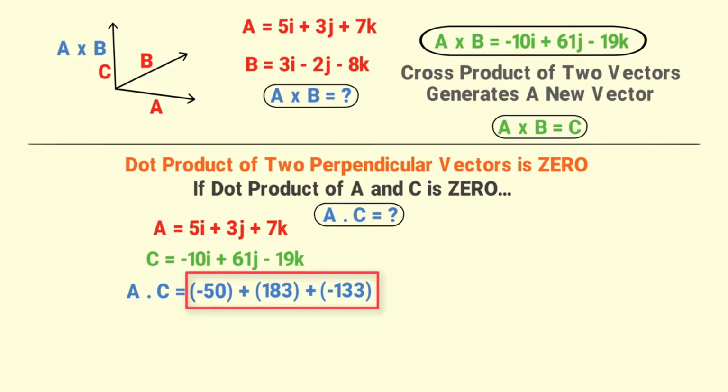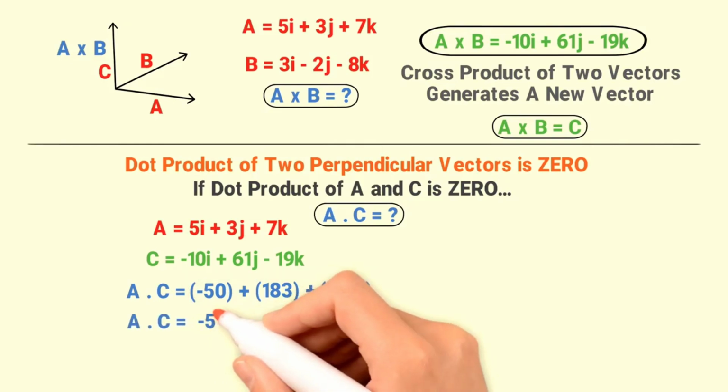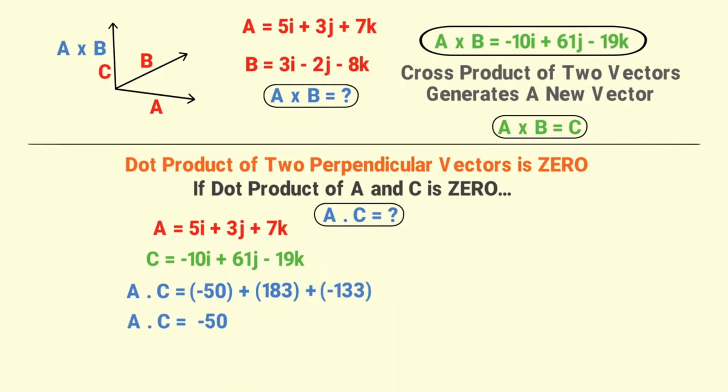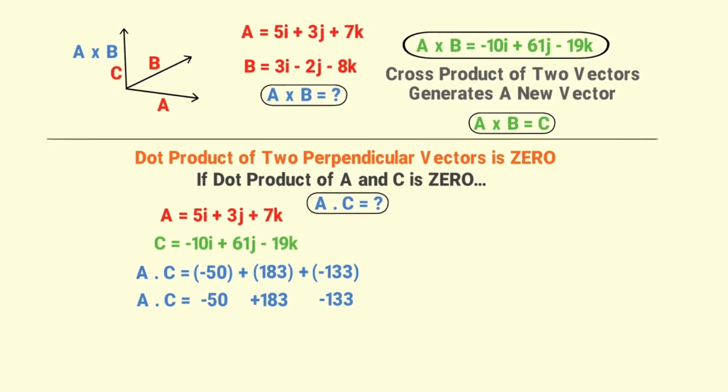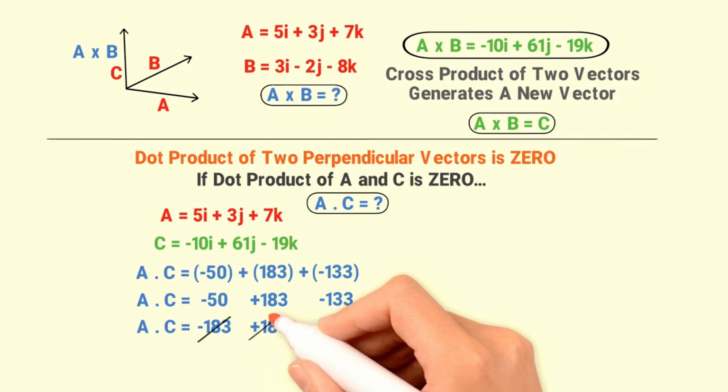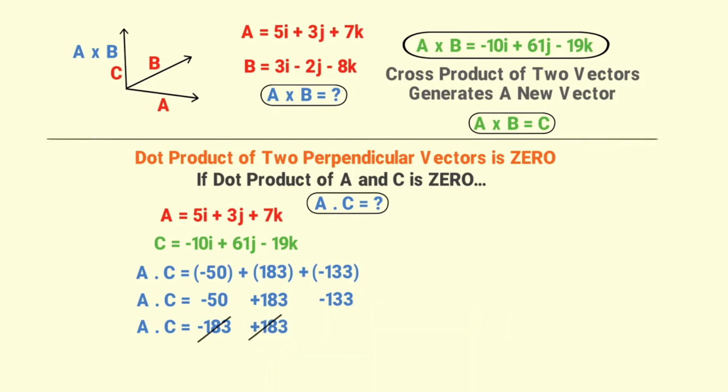Thus I get minus 50 plus 183 and minus 133. Now I write minus 50 plus into plus is equal to plus 183 plus into minus 133 is equal to minus 133. Now this minus 50 and this minus 133 is equal to minus 183. Hence this plus 183 and this minus 183 are cancelled out.